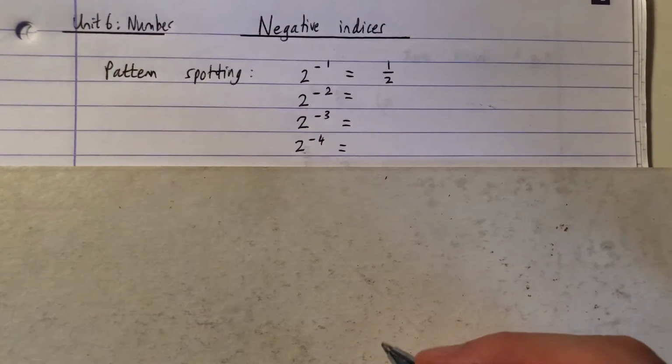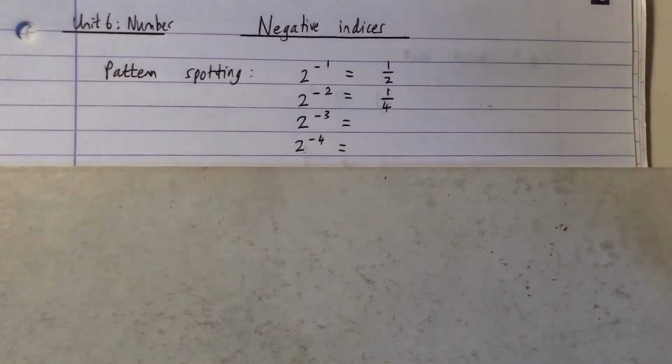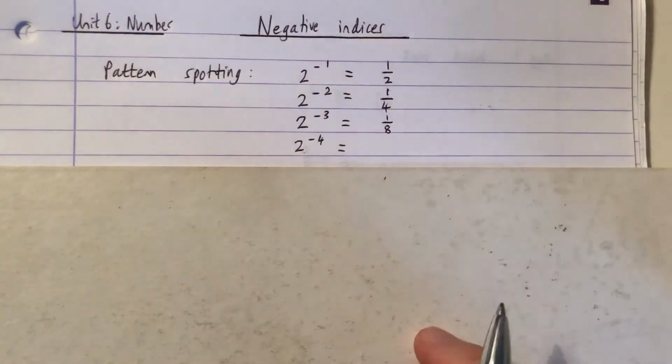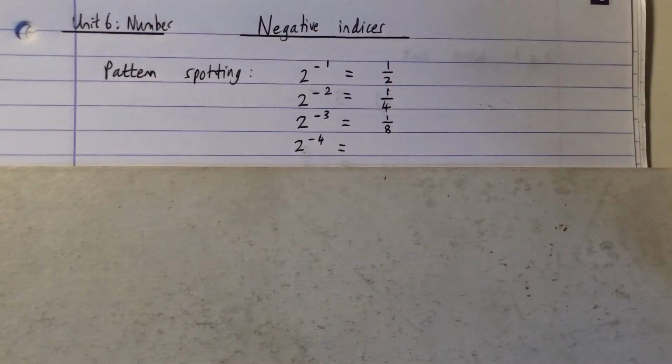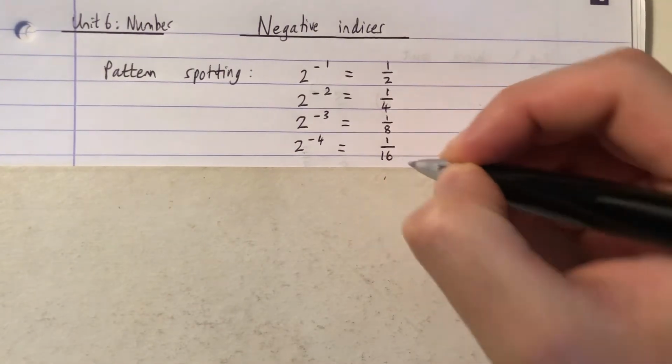2 to the negative 2, your calculator says it is 1/4. Now some of you might be able to spot an idea, or maybe this might be the pattern. A lot of people guess the next answer is 1/6, but it's not. It's 1/8. And 2 to the negative 4, if I give you this answer, you should be able to spot the pattern. It's 1/16.